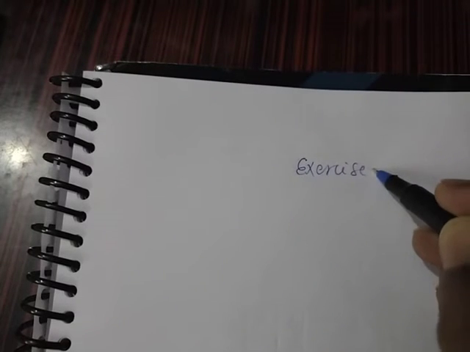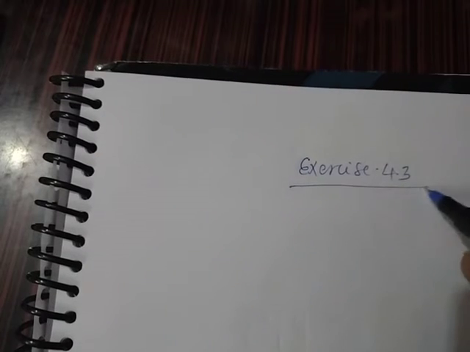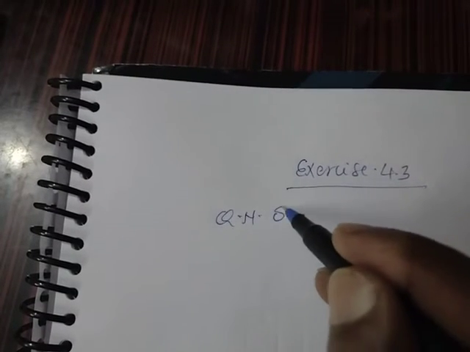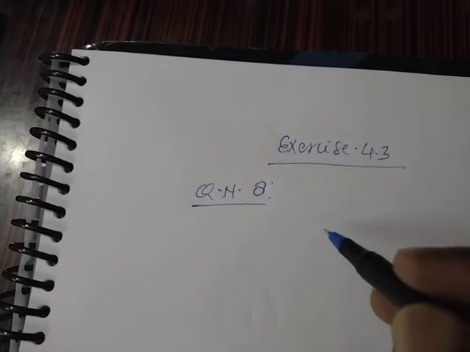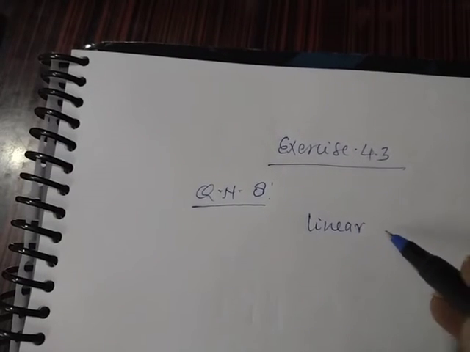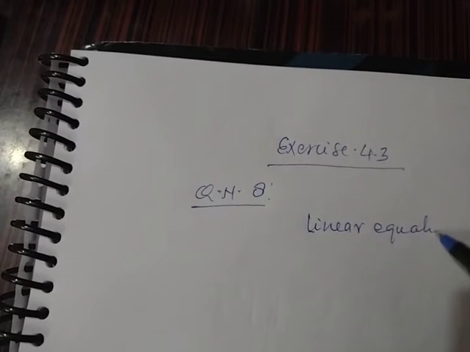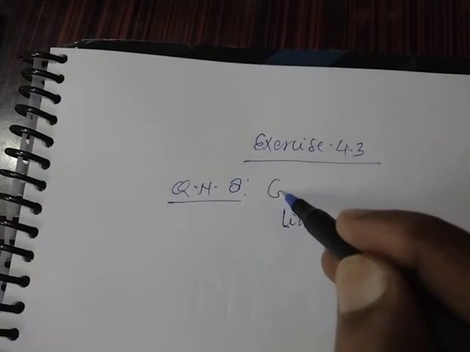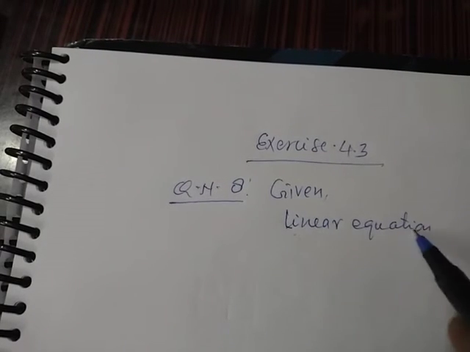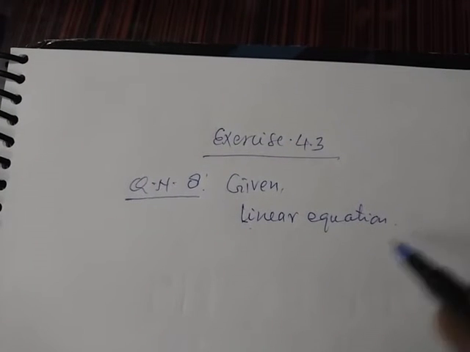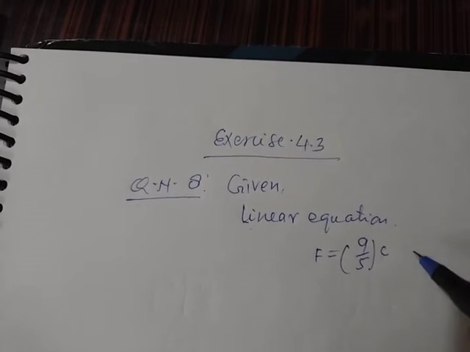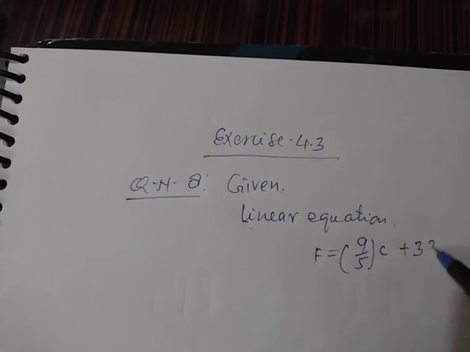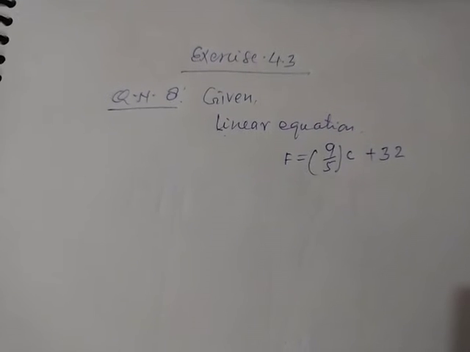Exercise 4.3, question number 8. The given linear equation is F equal to 9/5 into C plus 32. Okay. Now question number 1.